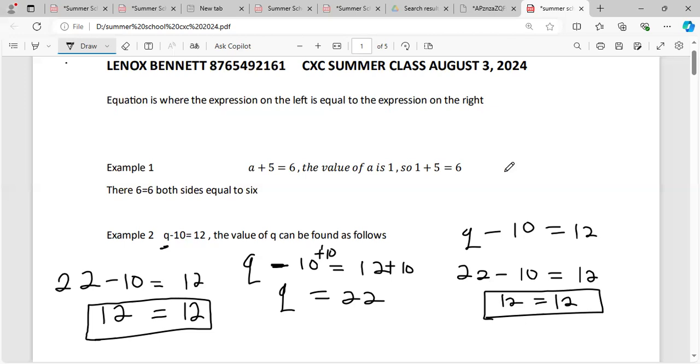So the inverse of addition is subtraction. The inverse of subtraction is addition. And you have multiplication, division, and division, multiplication. So these are the inverse or the opposite of each other. All right, so you guys can go ahead and ask any question or take notes now. All right?